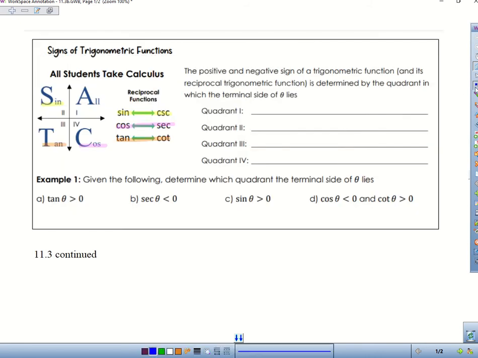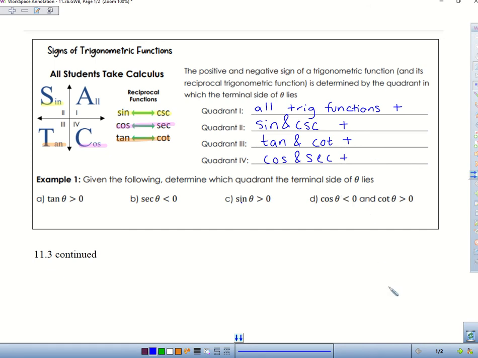So, quadrant 1, all positive. In quadrant 2, like I said, sine and cosecant are positive. Quadrant 3, tan and cotan are positive. And quadrant 4, cosine and secant, which is its reciprocal, are positive. And when those are positive, the others must be negative, okay?